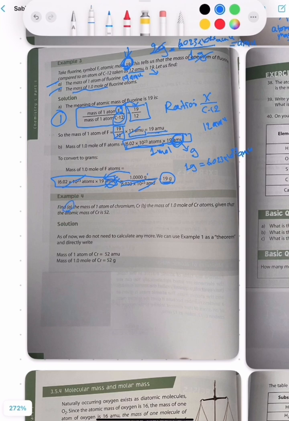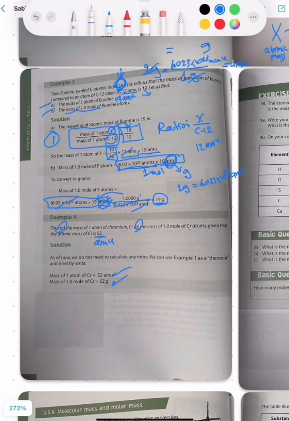Just like example number 4, the mass of one atom of chromium, find it. That's for A. For B, the mass of 1 mole of chromium atoms, given that the atomic mass of chromium is 52. So the mass of one atom, what does that mean? The unit should be AMU. So the answer is 52 AMU. B, the mass of 1 mole of chromium atoms, meaning it should be in grams. So 52 grams. That's it. So do not get confused with the steps. Just write it down, but be careful with the units.